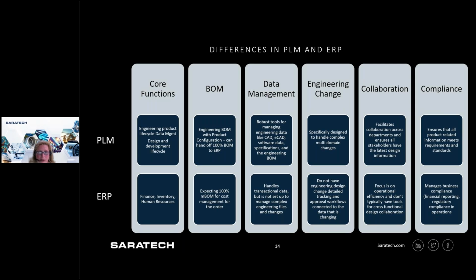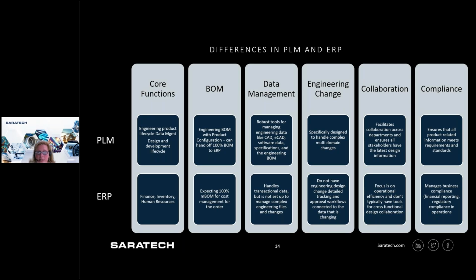And then you have product configuration capabilities allowing for a 150% or overloaded BOM that can be used to configure down to a manufacturing BOM for connection to ERP. Because ERP is really expecting that 100% BOM because that's what you're going to build.